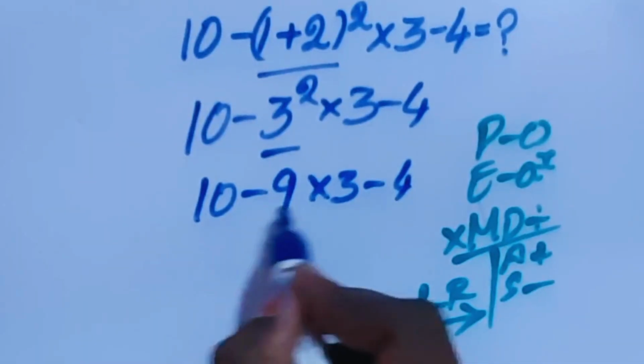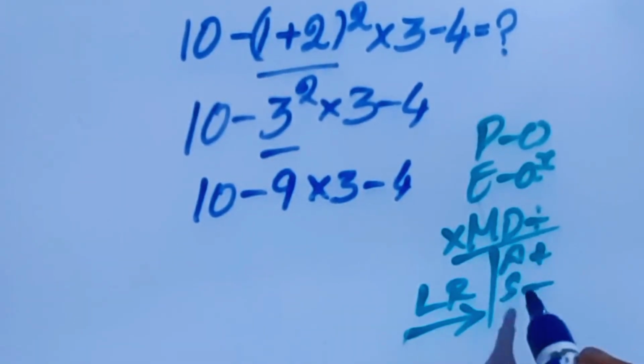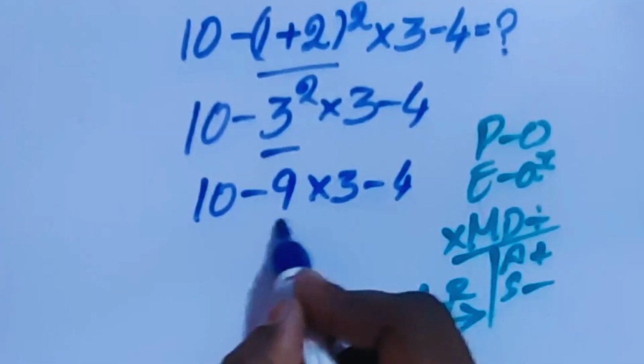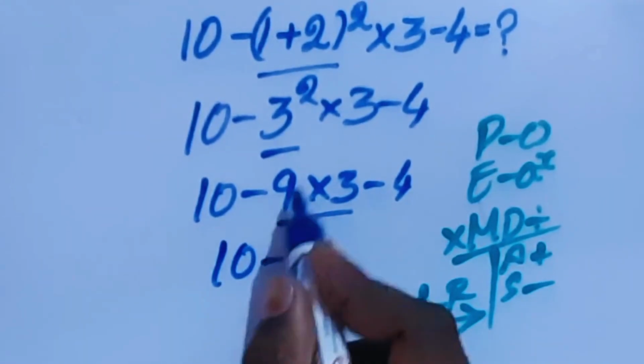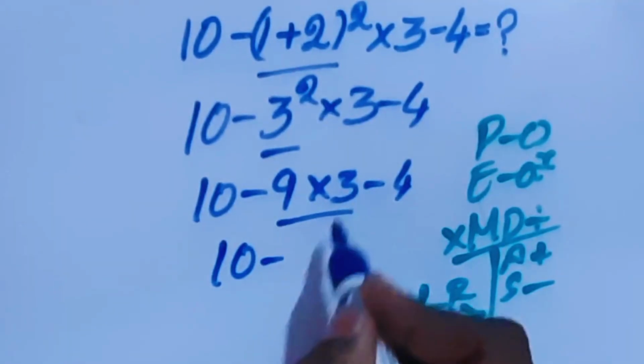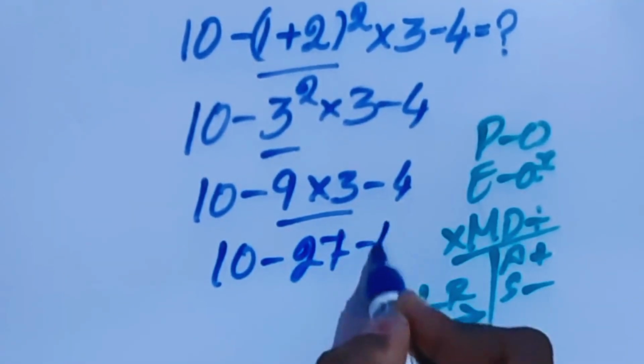The next priority is multiplication. Multiplication is higher priority than this subtraction. So we have to do this multiplication before this subtraction. So 10 minus, here it is 9 times 3 is 27 minus 4.